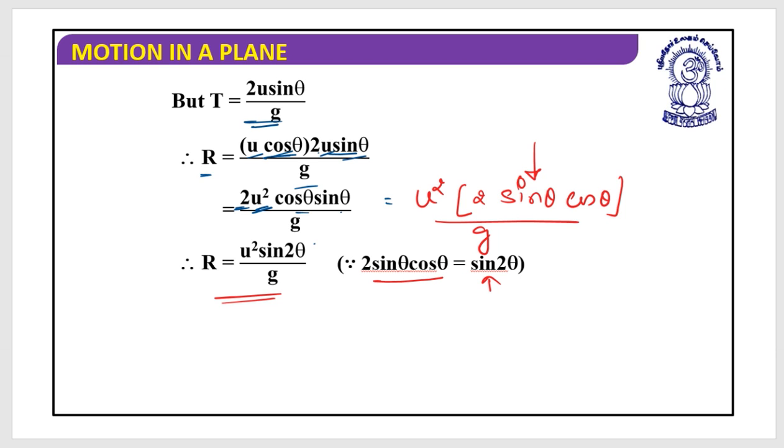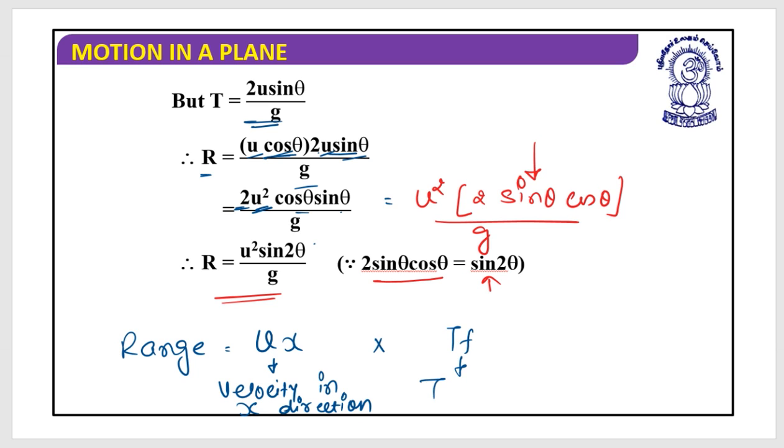Even this can be written as range is equal to ux, that means velocity in x direction, multiplied by time of flight. Please remember this. This will help us to conquer very good questions. It's velocity in x direction multiplied by time of flight. We are going to use it somewhere. But at this point of time you just remember this. So this is all about the range.